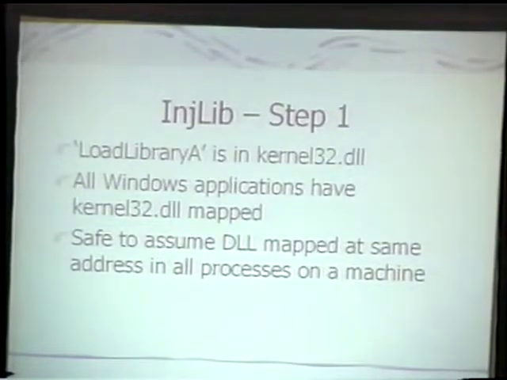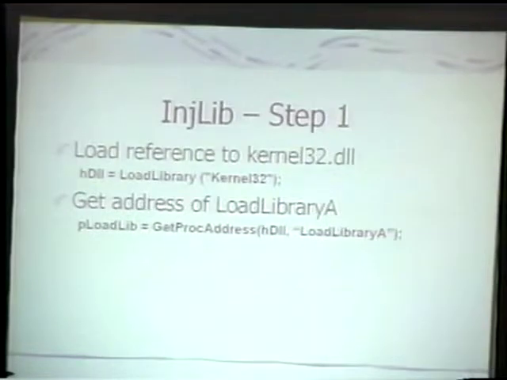LoadLibraryA is in kernel32.dll, which is one of the main DLLs of Windows, probably the main DLL of Windows. All Windows applications have kernel32.dll mapped into their address space, and it's also safe to assume that all Win32 processes have this DLL mapped at the same address. So if you work out the address of LoadLibraryA in your process, it's going to be at the same place in the remote process, which is what InjLib relies on. So InjLib loads up the library kernel32, finds out the address of the LoadLibraryA function inside its own process, and then it knows where the function is going to be inside the target process, which it plans on injecting a DLL into.